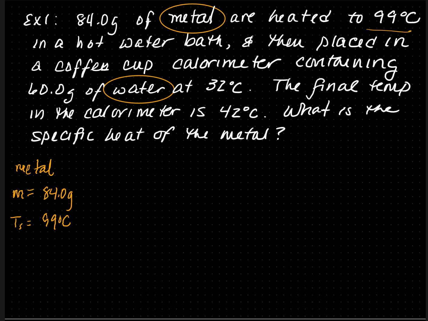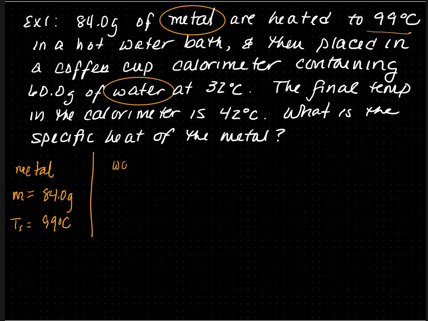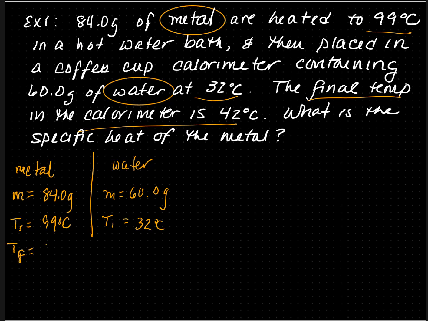In a water bath, then placed in a coffee cup calorimeter containing 60 grams of water. So that is my second substance. So my water has a mass of 60 grams at 32 degrees Celsius. So that is my initial temperature of the water. The final temperature in the calorimeter is 42 degrees Celsius. That is going to be the T final for both. Why? The water and the metal are mixed, and they're going to reach thermal equilibrium. So the final temperature has to be the same.